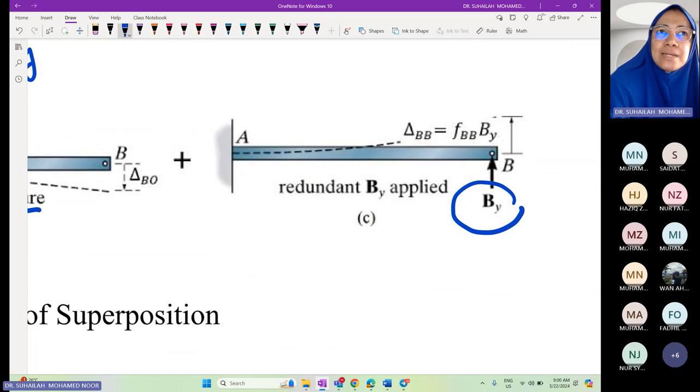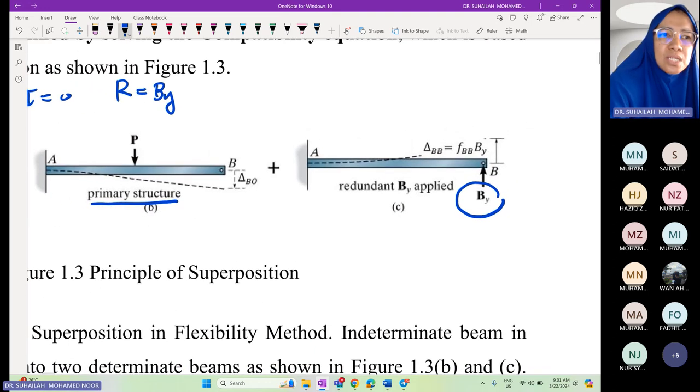Okay. This is redundant beam. This is redundant structure. This is redundant system. Okay, so primary structure and redundant structure ni both have same system. Okay, kalau lepas remove redundant, dia jadi cantilever beam. Redundant structure also cantilever beam. Kalau after you buang MA, for example, dia jadi simply supported beam, you will have another simply supported beam, which is the redundant beam. Okay, nampak tak?